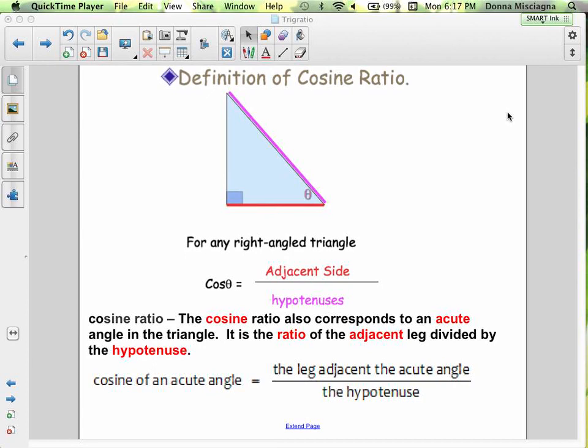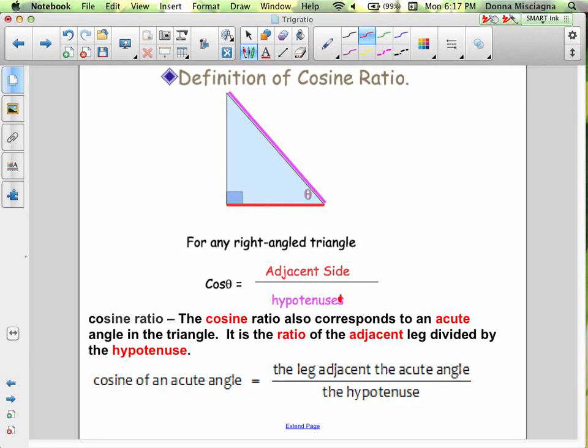So the cosine of our angle theta here is equal to the adjacent side over the hypotenuse. And I don't know why there's an S there, but triangles only have one hypotenuse, so we'll just cross it off. So adjacent side over the hypotenuse. The cosine ratio also corresponds to an acute angle in the triangle. It is the ratio of the adjacent leg divided by the hypotenuse. And you have this in your notes. So the leg adjacent to the acute angle and the hypotenuse.